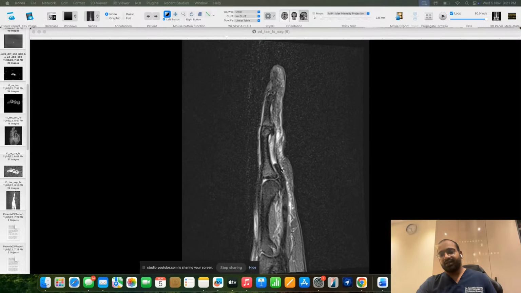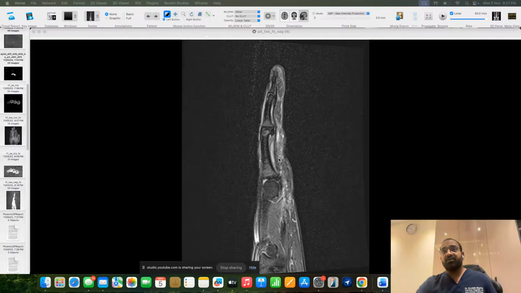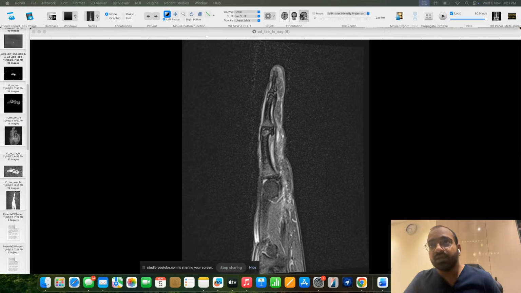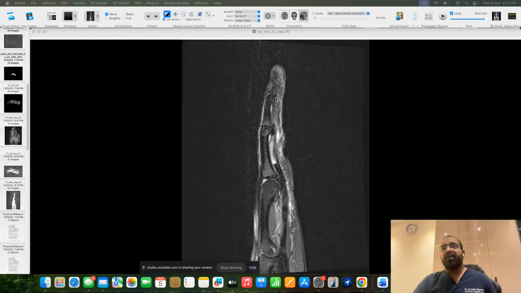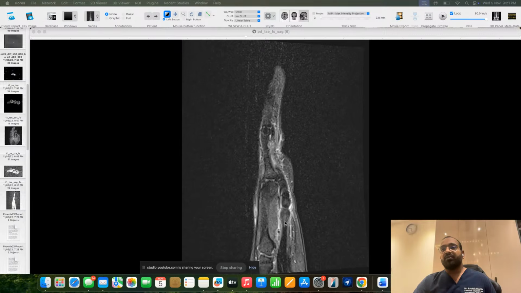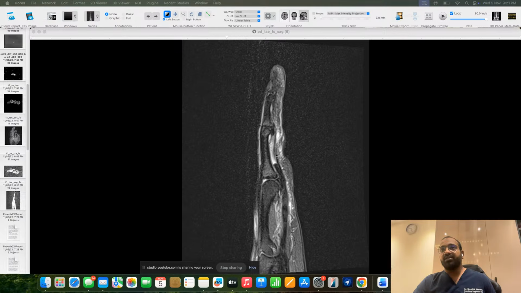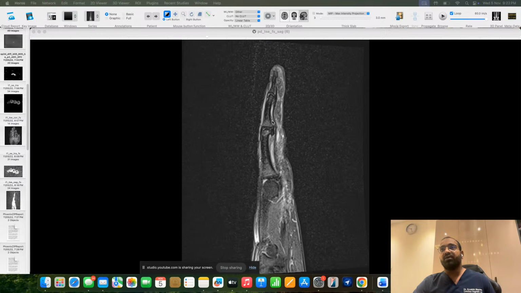Yeah, inserting onto the distal phalanx. Flexor digitorum profundus tendon inserts onto the base of the distal phalanx. And our flexor digitorum superficialis tendon goes and inserts onto the base of the middle phalanx. Yeah, middle phalanx. So here is the insertion actually.